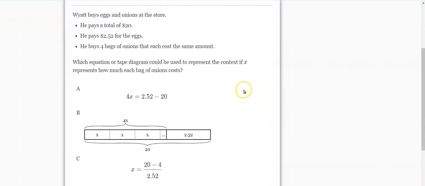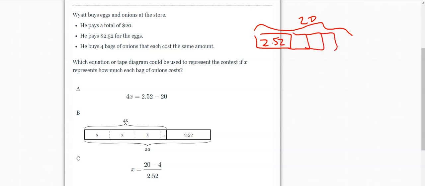Let's try another one. Wyatt buys onions and eggs at the store. He pays a total of 20, right? So that means the whole tape diagram has to be 20. He pays $2.52 for the eggs. So that's a flat fee. $2.52 for the eggs. And he buys 4 bags of onions. 1, 2, 3, 4. They all cost the same amount. So we don't know what that is, but they're all the same letter. And all of that together would represent the $20 that they spent.